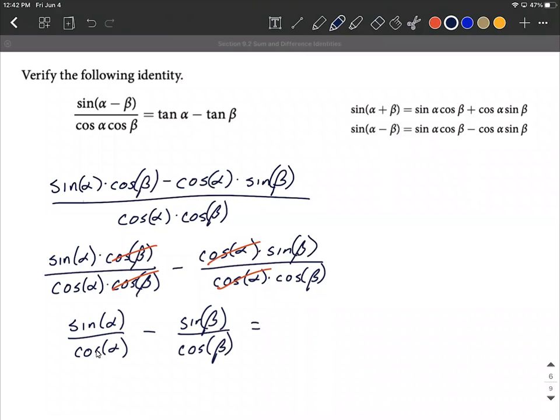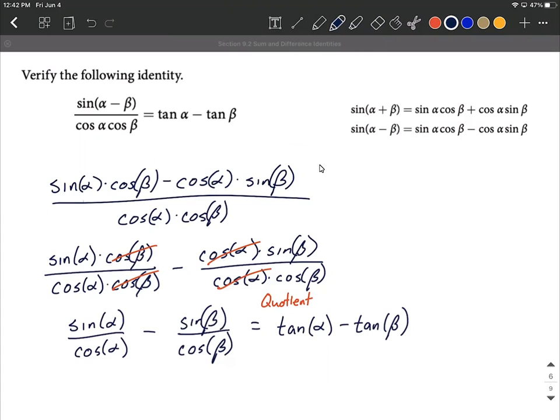So with that, we have sine over cosine. They're both alphas here. Based on the quotient identity, we are allowed to rewrite that as tangent. So we can say that's equivalent to tangent of alpha minus the same thing going on with our second fraction, sine of beta over cosine of beta. Again, that's tangent based on the quotient identity. This time, our angle is beta. And that's what the right-hand side looks like.